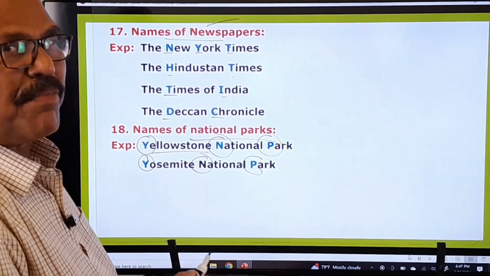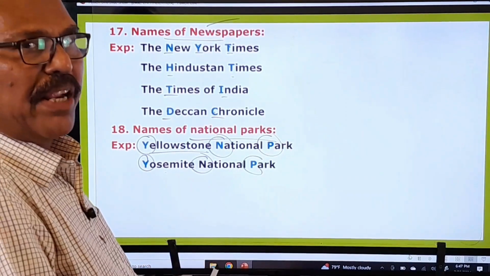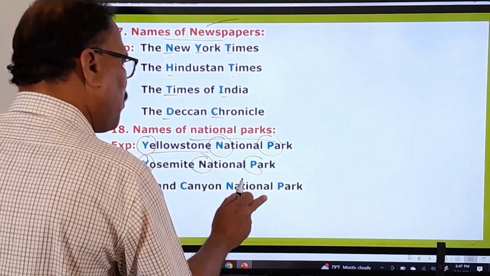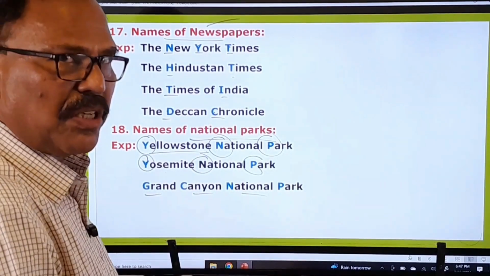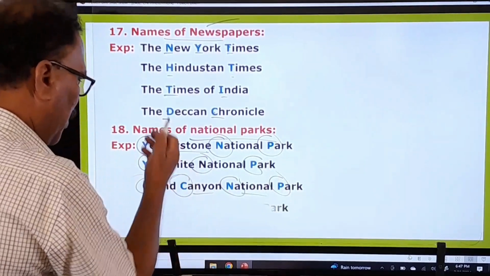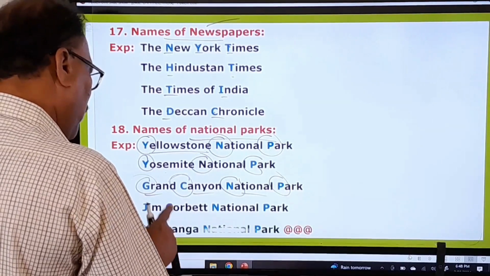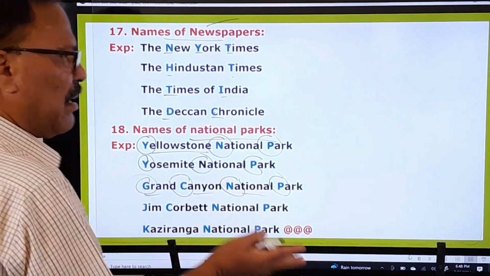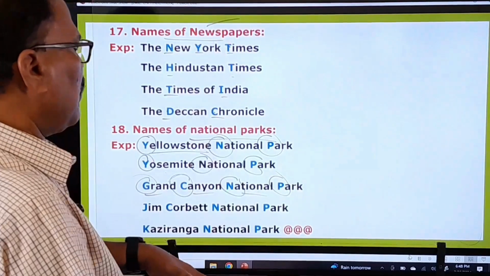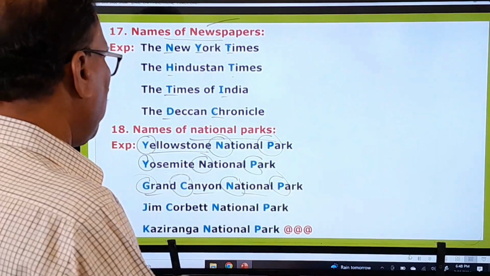This park I visited last year when I came to California, because my younger son used to live there at that time. So all these words must be capitalized. Similarly, Grand Canyon National Park. I also visited this Grand Canyon National Park. G is capitalized, Canyon National Park. And coming to our country, Jim Corbett National Park. This is our national park, an Indian national park. Whatever it is, Kaziranga National Park. Whether they are Indian national parks or foreign national parks, American national parks, all the names of the parks must be capitalized.